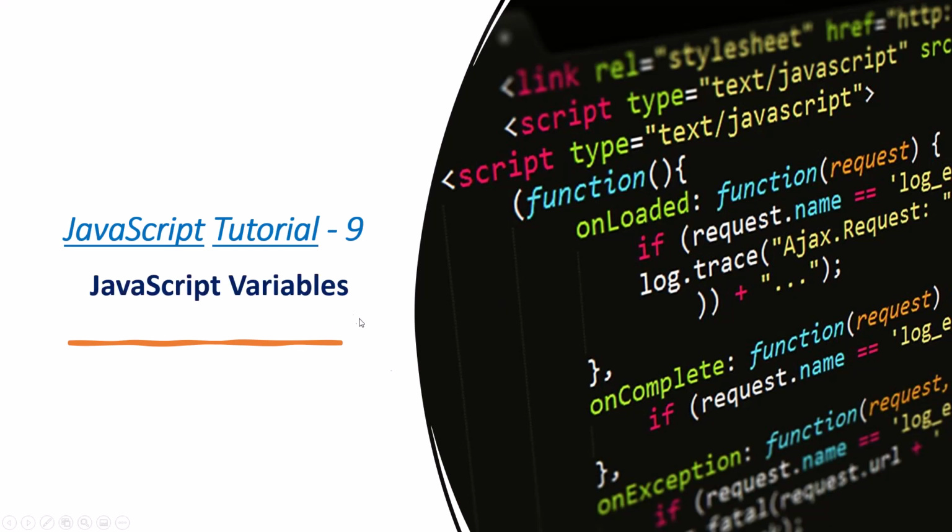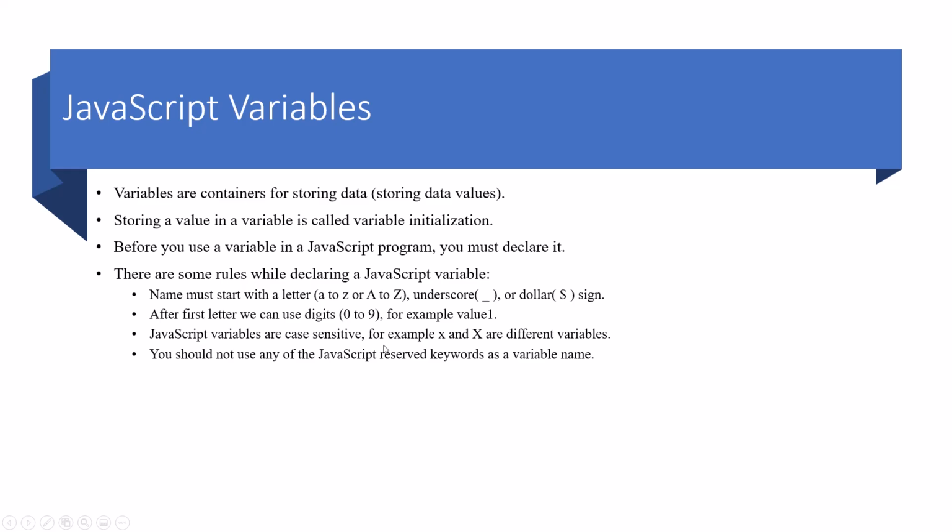In this tutorial, we will see the JavaScript topic variables. So here we will see what are the variables in JavaScript, what are the different types, how do we declare the variable and how we initialize the variable. We will see one example for that also.